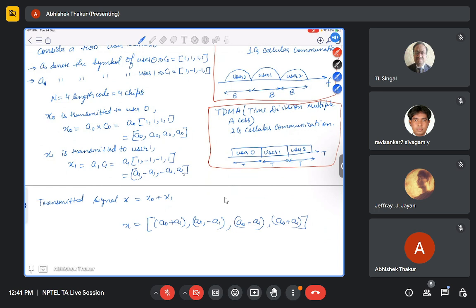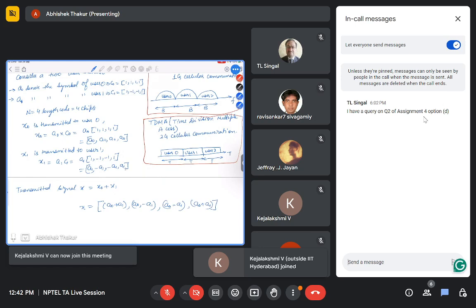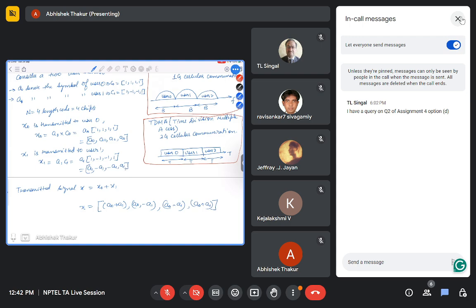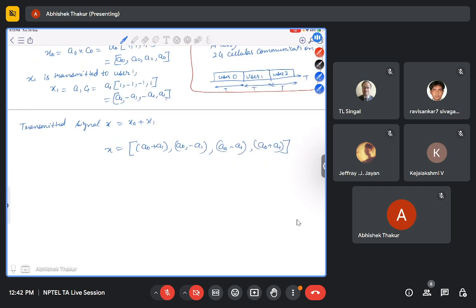Now this signal x is transmitted on the downlink from the base station to the receiver. Now user 0 and user 1 have to detect their own signal. User 0 and user 1 have to extract their own signal which is transmitted from the base station. So how will they do it? They can multiply the transmitted signal x with their codes.